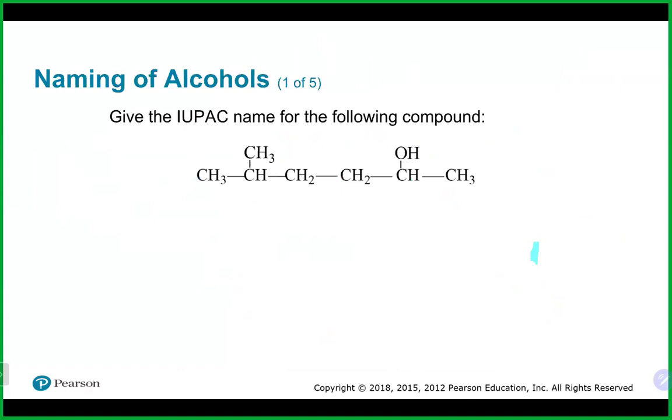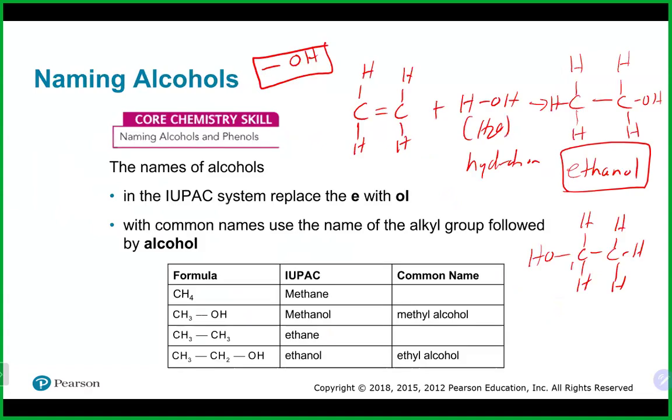All right. So as you can see in some of the examples we just did, we're going to go -ol at the end. With 3 or more carbons, we have to start giving the number of the OH group, again, the smallest. And then again, everybody else is named the same way. Yeah.